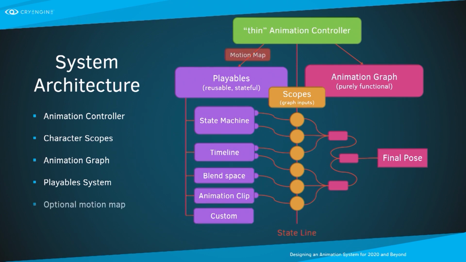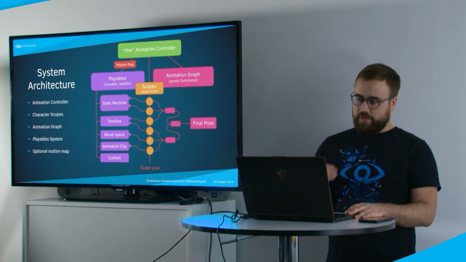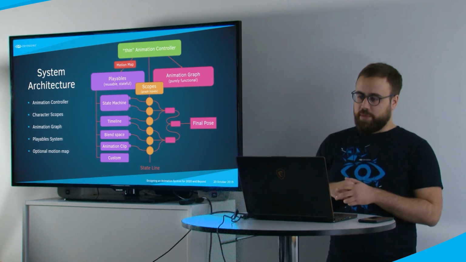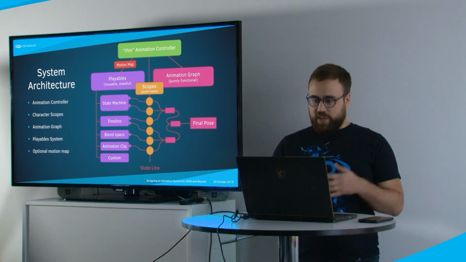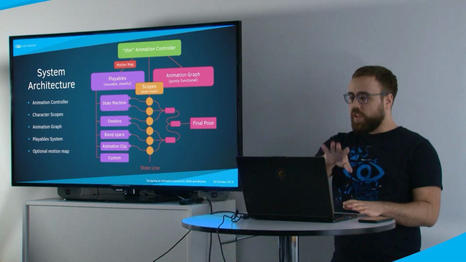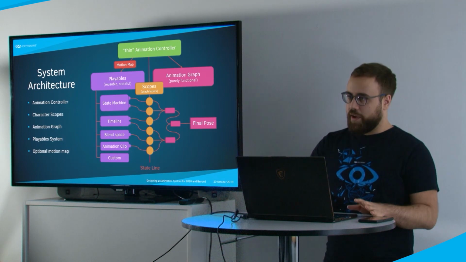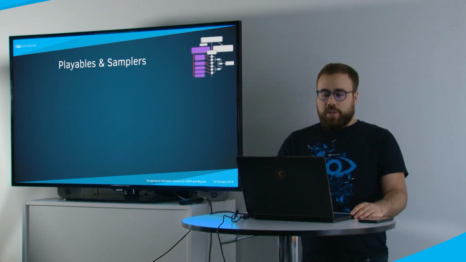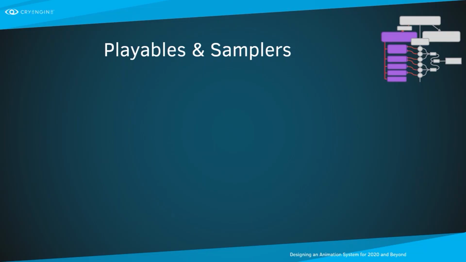And finally, we have objects called motion maps that are injected by the animation controller. And motion maps are totally optional, and it's what allows you to bind abstract names to concrete playable assets. This is used to reuse a character setup among multiple characters. We're going to go through all of these elements one by one in a bit. So let's take a look at the playable system.